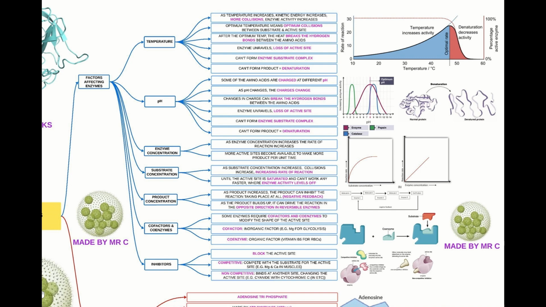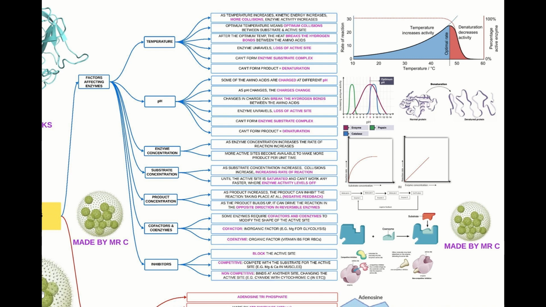And then we have pH, which is acidity. Some of the amino acids are charged at different pHs. As the pH changes, the charges on the amino acids also change. And these changes can stop hydrogen bonds being formed between the different amino acids. And again, the enzyme unravels and you lose the active site. If you lose the active site, you can't form enzyme substrate complex. And if you can't form enzyme substrate complex, you can't get any product. And we call that denaturation. For both temperature and pH, denaturation is irreversible. Once it's denatured, the enzyme is useless.